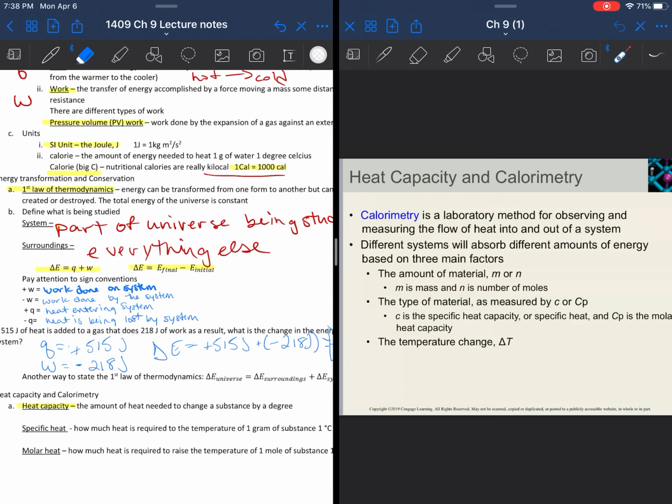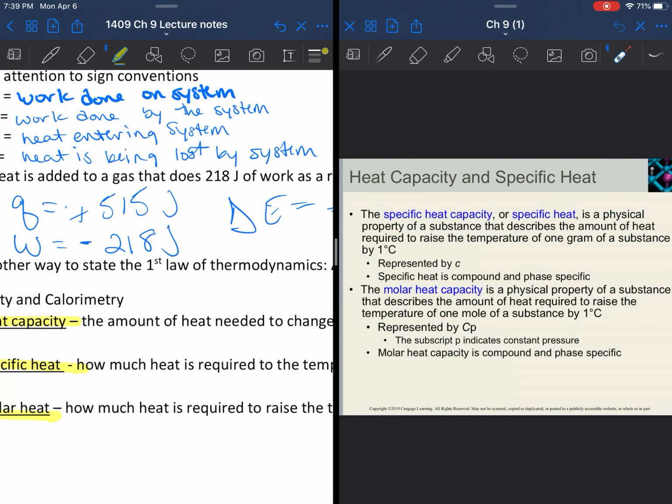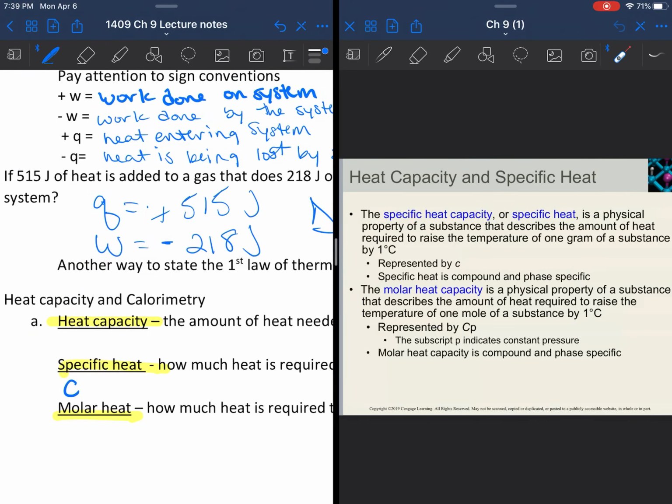So heat capacity itself is the amount of heat that is needed to change a substance by a degree. Heat capacity on its own isn't super useful because it, of course, changes based on how much material you have. Changing a gram of water, or let's say a milliliter of water, 1 degree is going to be much less than raising the temperature of a lake by 1 degree. So what can be more helpful is something like specific heat and molar heat, which takes a ratio, and so you can actually compare different substances. So let's get in here and look at this.